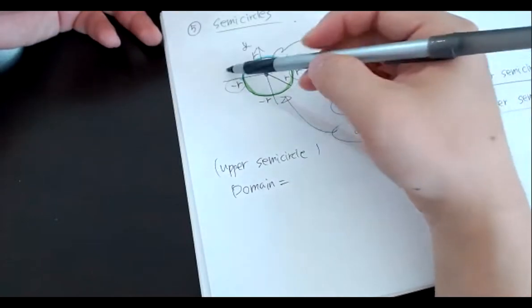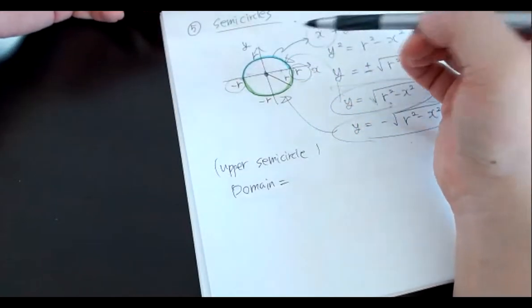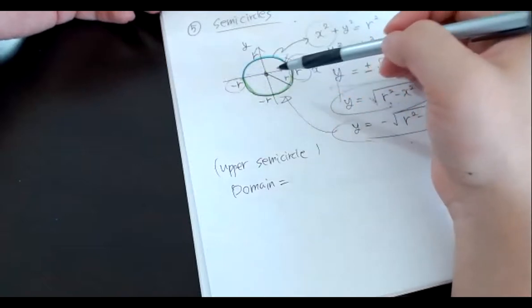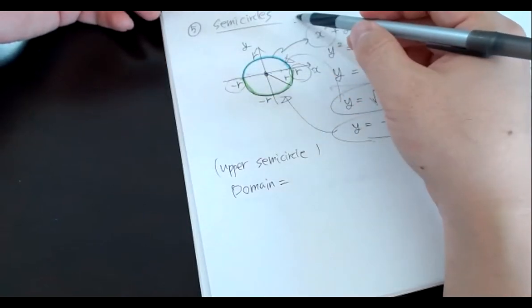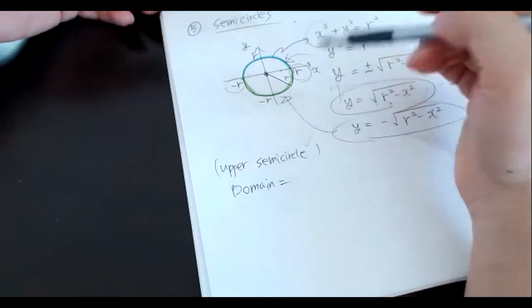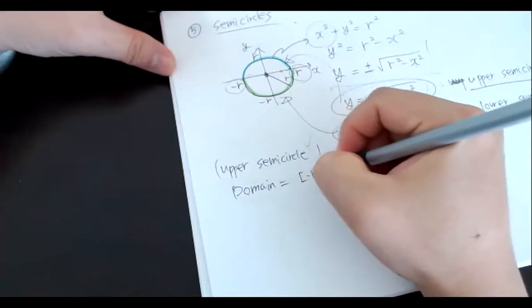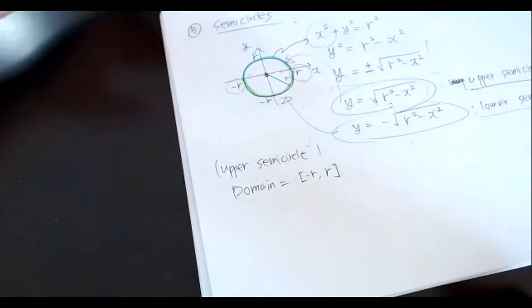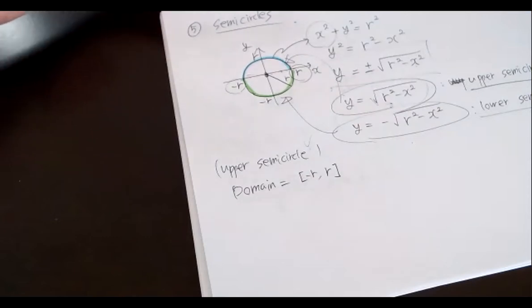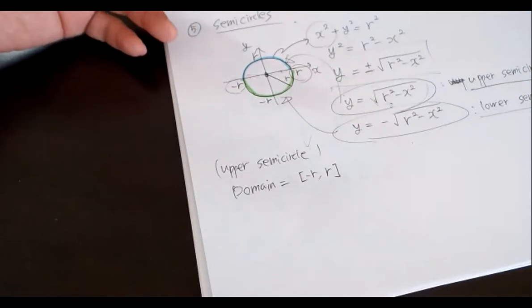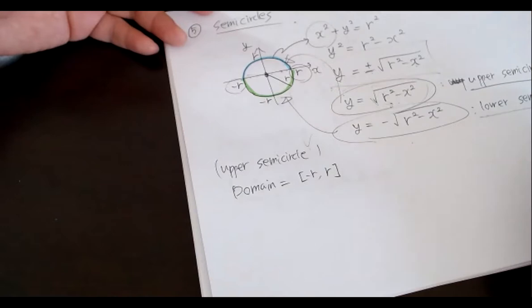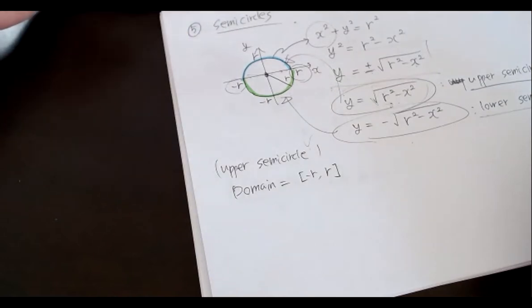Okay. Can you find out? Because the graph of the circle doesn't go to infinity or negative infinity, right? So the domain must be negative r to r. The domain of the lower semicircle is the same as the domain of the upper semicircle. Even for the lower semicircle, the domain is negative r to r.